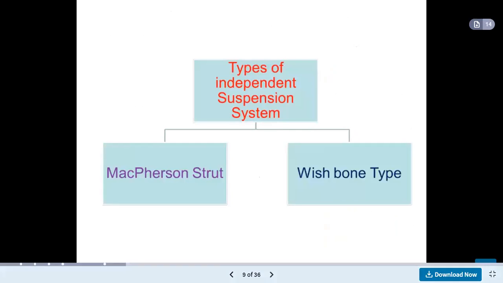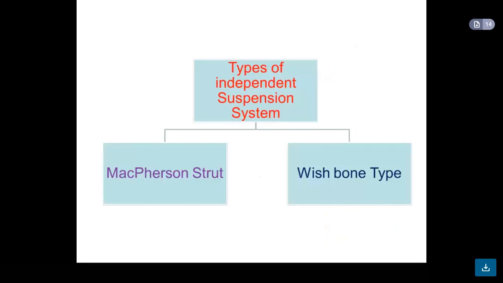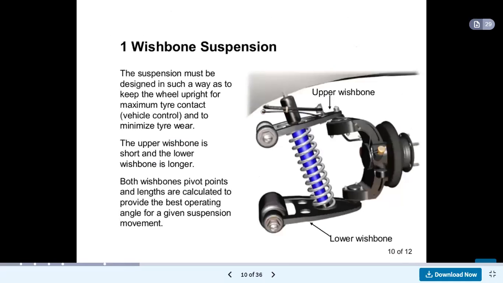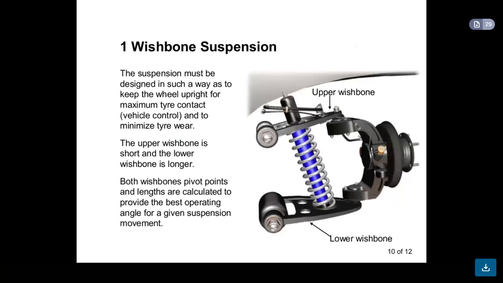If we see the types of independent system, the independent system is again classified into McPherson strut type and wishbone type of system. In the wishbone type of system, the suspension must be designed in such a way as to keep the wheel upright for maximum tire control, that is vehicle control, and minimum tire wear.